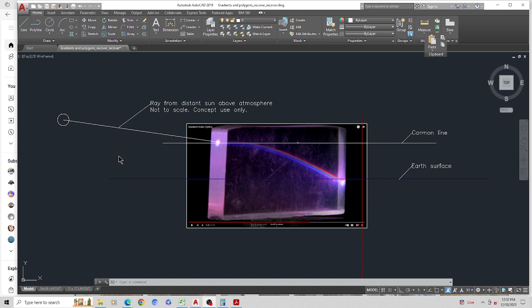We have the index of optical refraction of 1, which I think is the vacuum of space, progressing denser into our atmosphere with height, from the Kármán line down to the surface of the Earth.